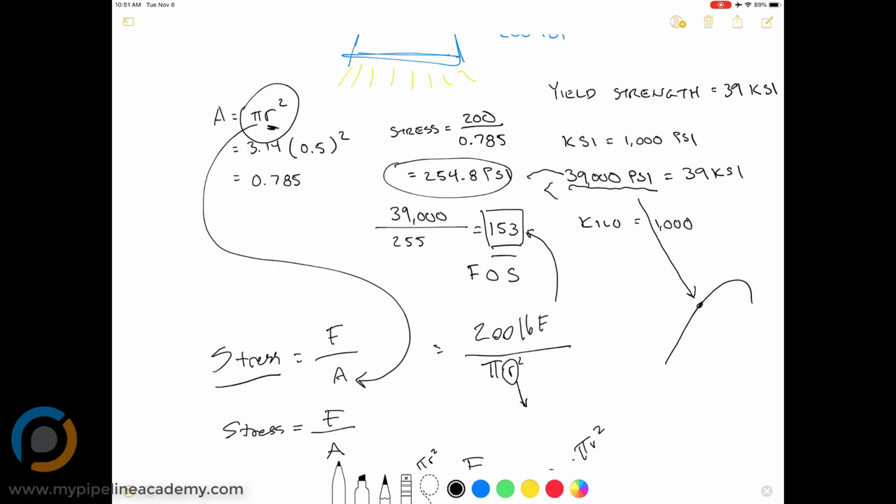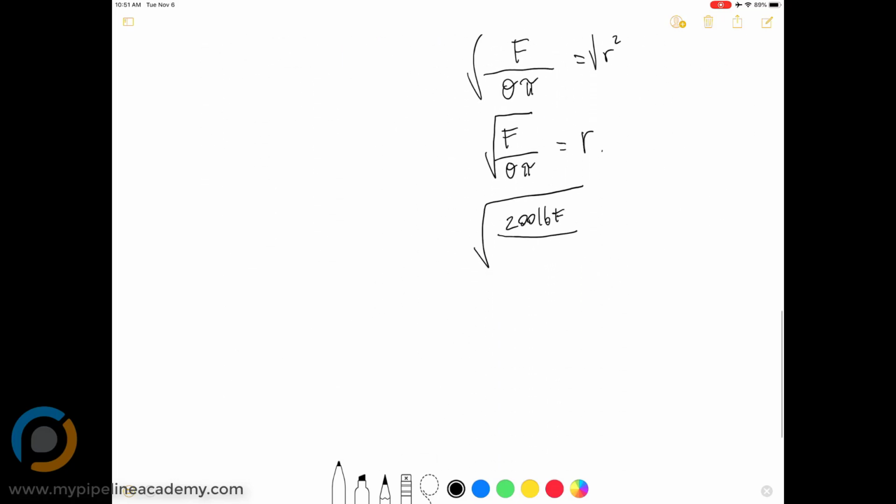So 39,000 psi, because 39,000 psi is the yield strength, right? That is the point at which yielding will begin to occur. Times pi. Okay, we're going to do some math here. 200 divided by 39,000, well, actually parentheses. Gee, I haven't done this in a while. 200 divided by 39,000 times pi.